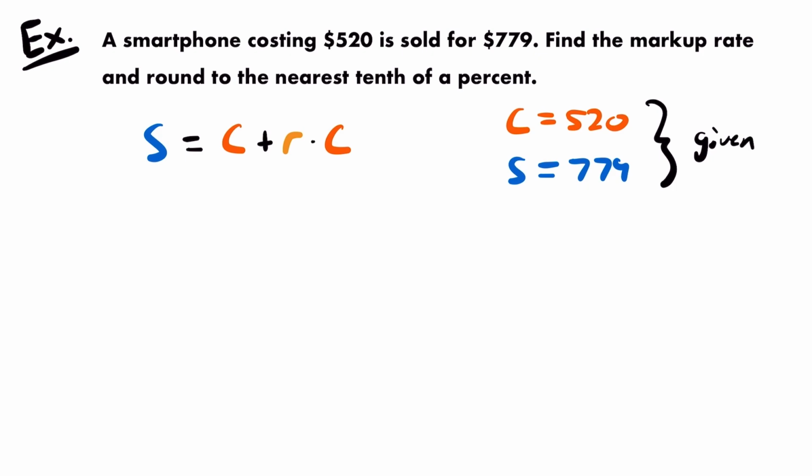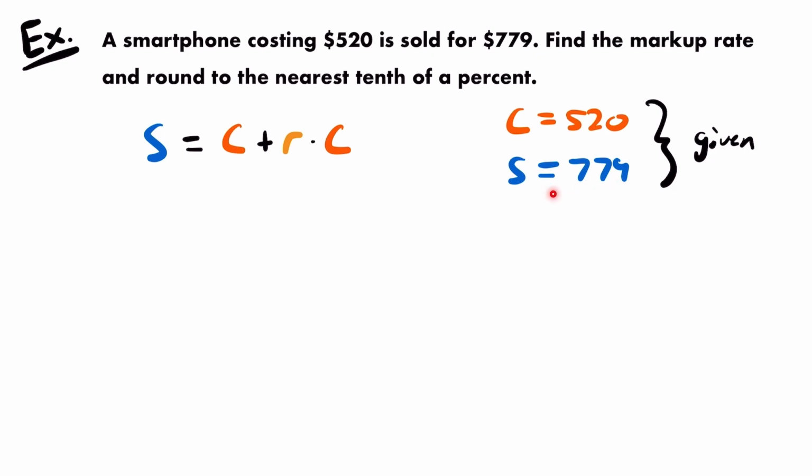We don't know the markup rate. In fact, that's what we want to solve for. That's what we want to find in this problem. What is that markup rate R? And when we find it, it looks like we will have to round it to the nearest tenth of a percent. And we'll talk about how to do that when we get there. But to start, let's just set up this equation using the values that we've been given.